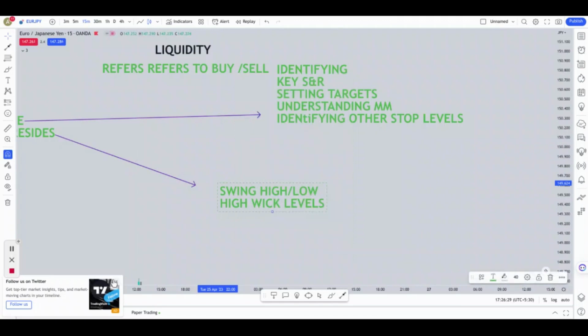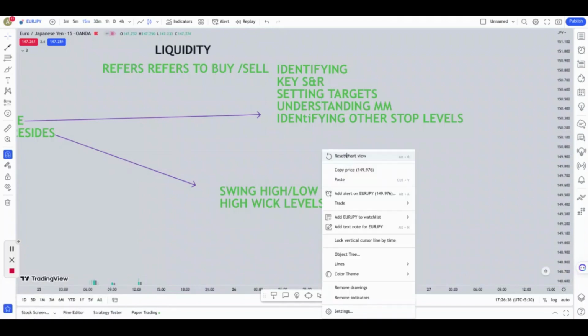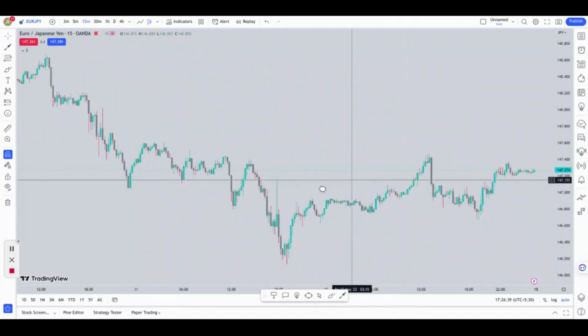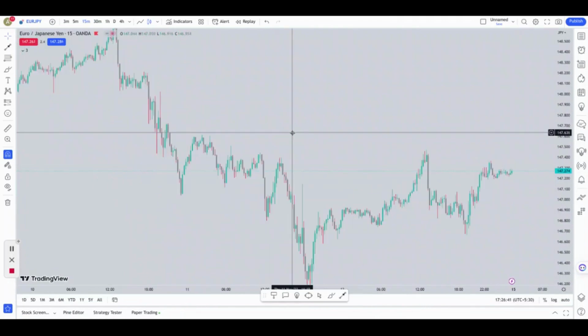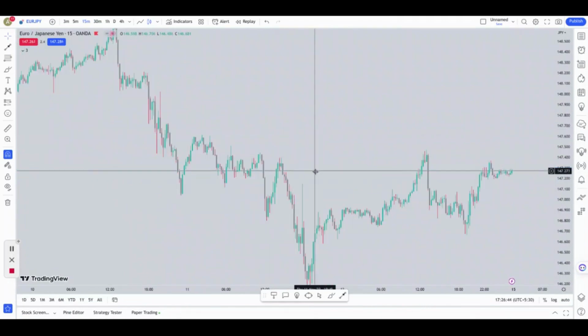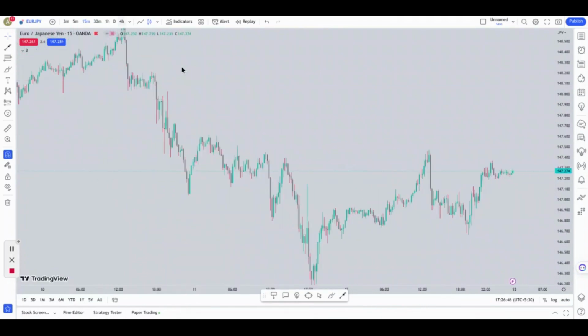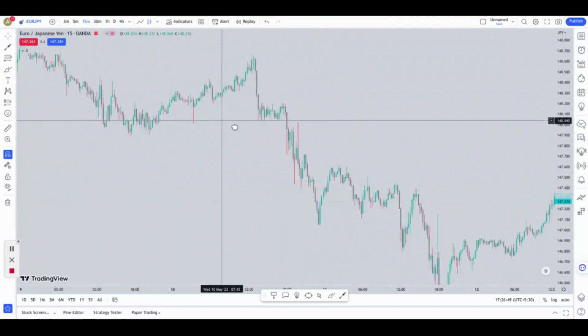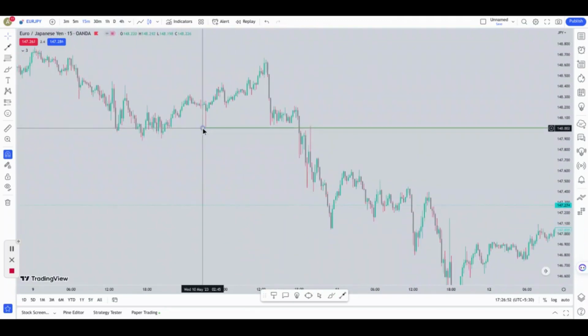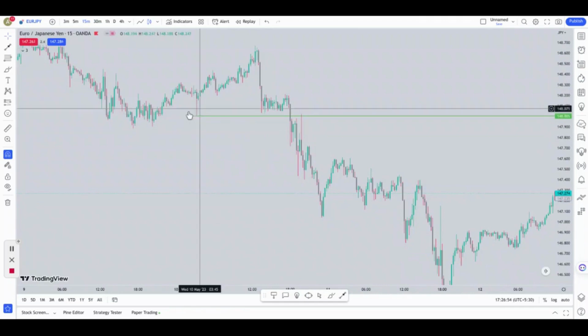Now how can we use liquidity? Let's get into the practical application of how we can use liquidity in our favor. As I explained the concept of liquidity, it resides at equal highs and equal lows, swing highs, swing lows, and equal wicks. By seeing this chart, what do you see? This was a point of liquidity here, a high wick. Look at this here, this was a level of high. So this can be our target if shorting from the above level.